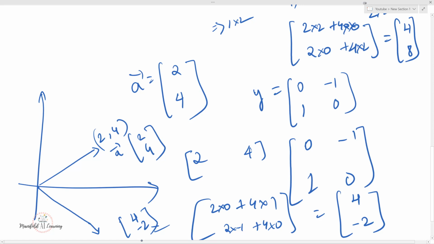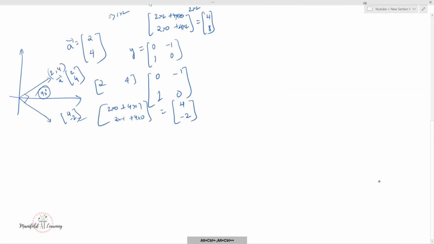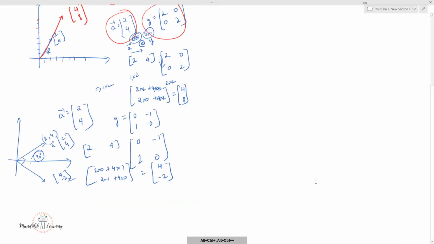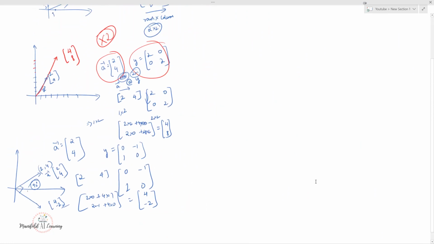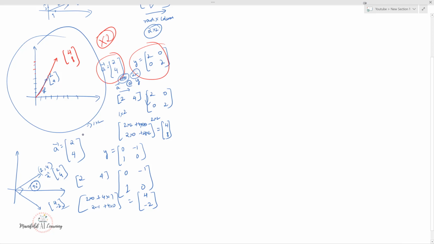Now we can clearly see that as a result of applying this matrix, having the values 0, minus 1, 1 and 0, it has actually rotated the vector by 90 degrees in a clockwise direction. Previously, it had actually scaled it. If we zoom out and see above, we have done the scaling over here, and here I'm actually doing the rotation.